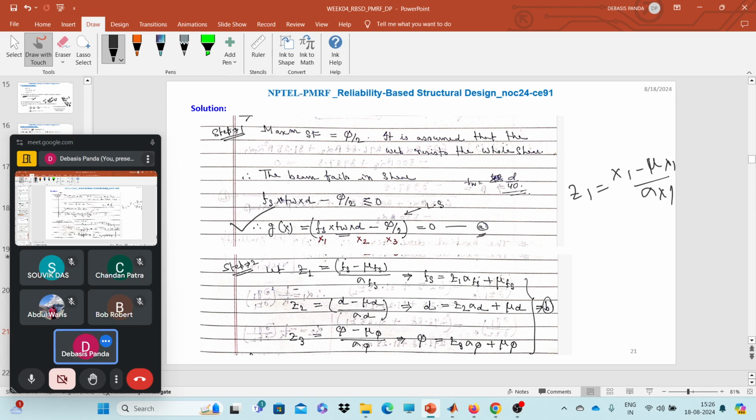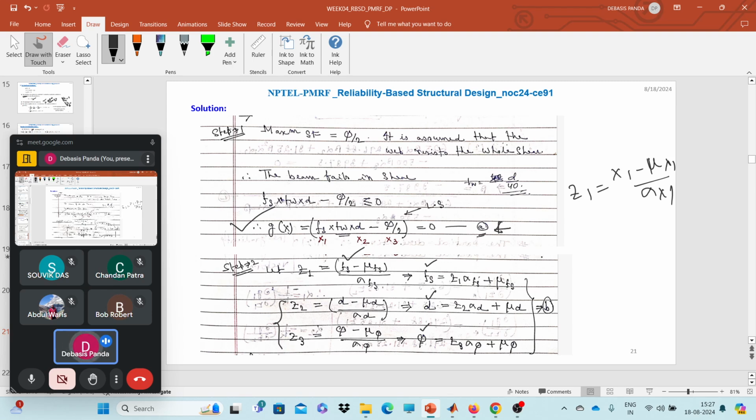So here the random variable is fs. So (fs minus mu fs) by sigma fs, right? So we can find the value of fs equals Z1 into sigma fs plus mu fs. Likewise, for the other two random variables, we convert them and get the values of the variables with respect to standard normal space. Now put those values of fs, d, and q in equation number 1.